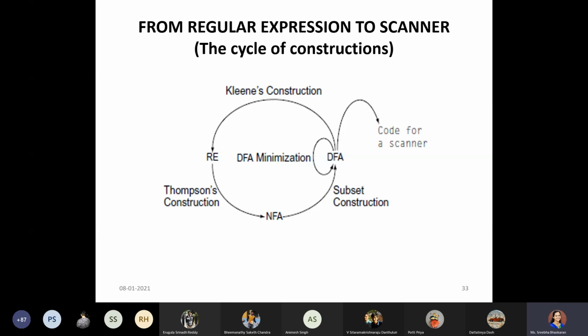What could be done is, if you have written a regular expression, by using certain algorithms we can convert it to a DFA. The first one is the regular expression. When we take up the regular expression, by using Thompson's construction algorithm we can generate the NFA. Once we generate this NFA, by using the subset construction algorithm we can convert it to a DFA.